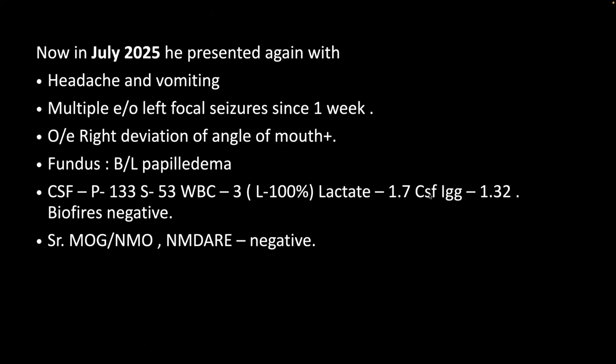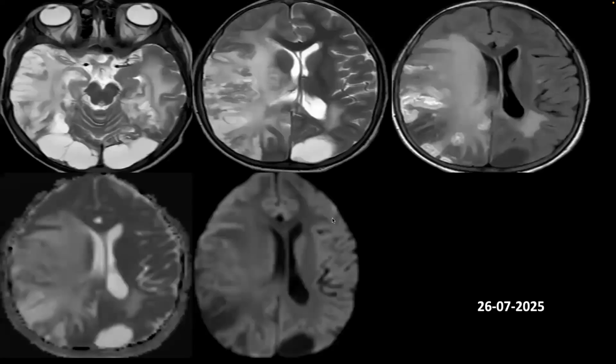So now again in July 2025, he presented with headache and vomiting for 1 to 2 weeks, followed by multiple episodes of left focal seizures involving the left upper limb after 1 week of onset of headache and vomiting. He also had right deviation of angle of mouth, which is new onset, and fundus showed bilateral papilledema. Repeated CSF doesn't show any pleocytosis, but protein is elevated at 133 and BioFire is negative. So we went ahead with neuroimaging again. We first did the neuroimaging, and after a long time we did a CSF.